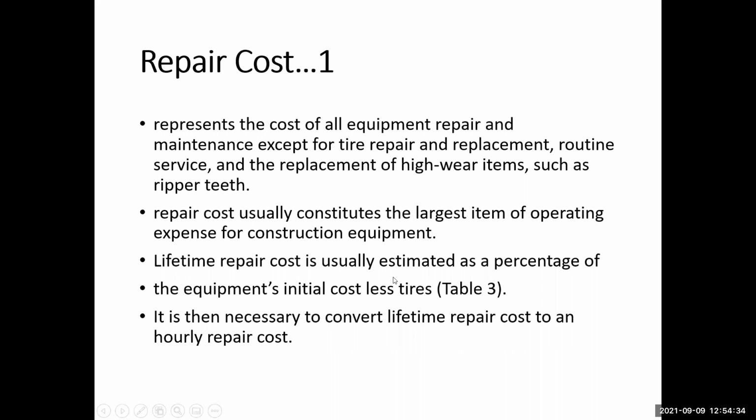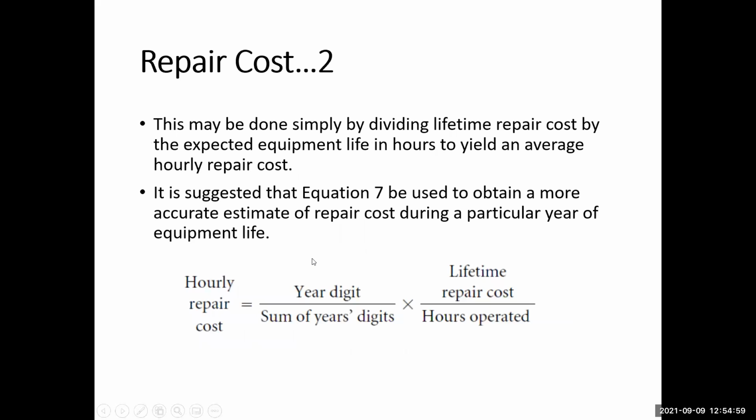So the lifetime repair cost is usually estimated as a percentage of the equipment's initial cost less tires. Over the lifetime, it can be estimated using this table number 3. And then we can convert these lifetime repair costs to the hourly cost. We can divide them by the number of hours we can estimate for that machine to last. This may be done simply by dividing the lifetime repair cost by the expected equipment life in hours to yield an average hourly repair cost.